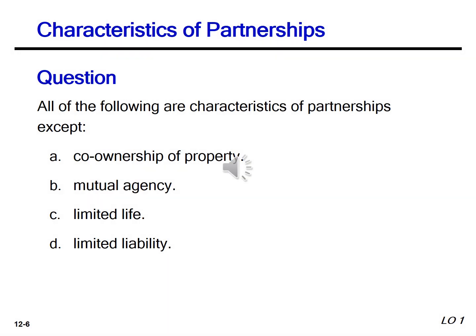Quick conceptual question. It says all of the following are characteristics of partnerships except for A, co-ownership of property, B, mutual agency, C, limited life, or D, limited liability. And of course, from the characteristics we've covered so far, we know that the one that is not a characteristic of a partnership is the limited liability. We learned that partnerships have unlimited liability.